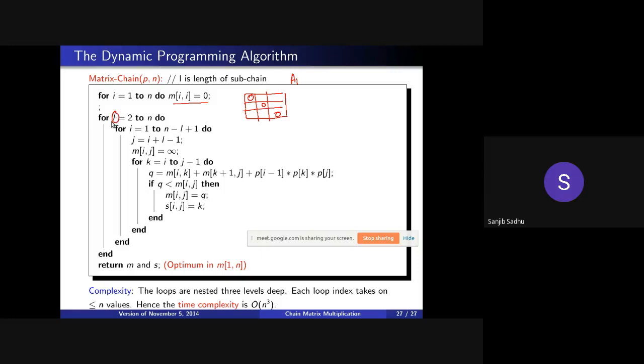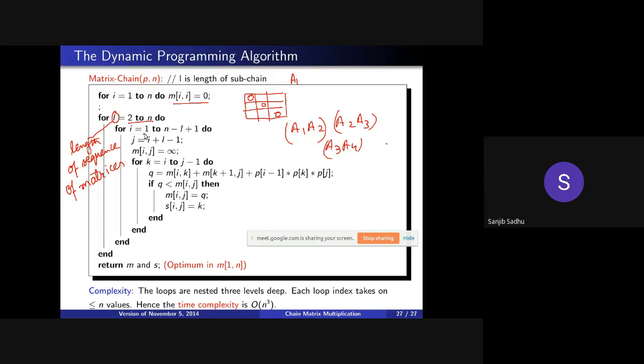Now, L means what? Please remember this L stands for the length of the sequence of matrices. It is meaningful. So you first compute for two matrices, that means A1A2, A2A3, A3A4. In this way you first compute. Then the L value will be 3: A1A2A3, A2A3A4. In this way you will compute.